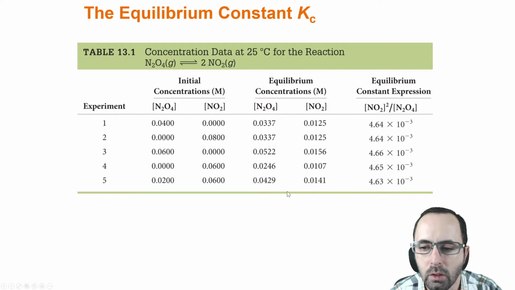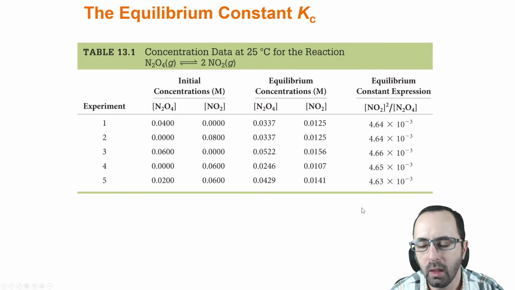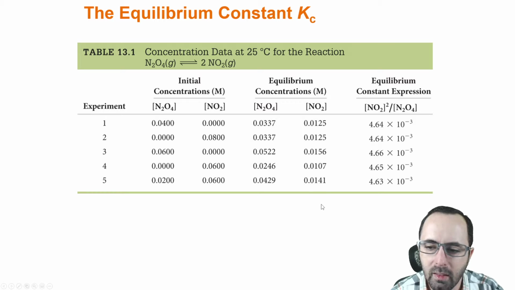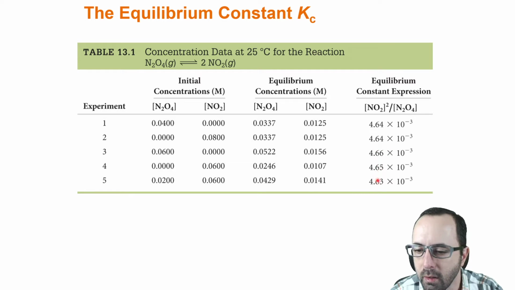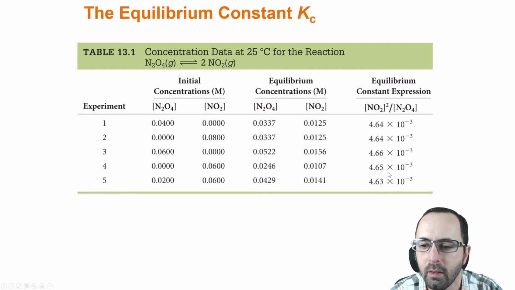And you'll notice here that the equilibrium constant in all these cases is the same. It doesn't matter what amounts of these things you start with. The equilibrium constant expression will give you the correct ratio of concentrations. It will always be the same. And you can notice there's a little bit of difference here because in real data, we have some error on that last sig fig, but they're basically the same.